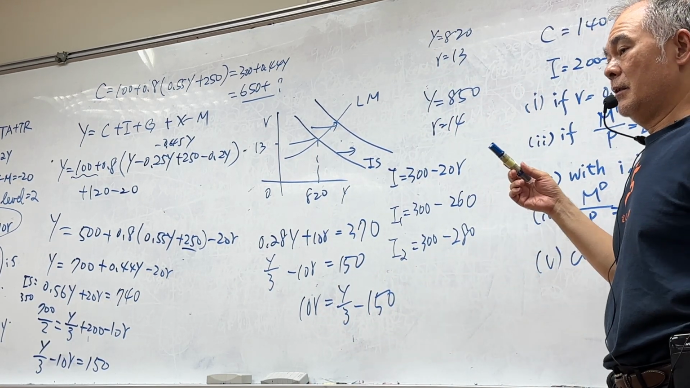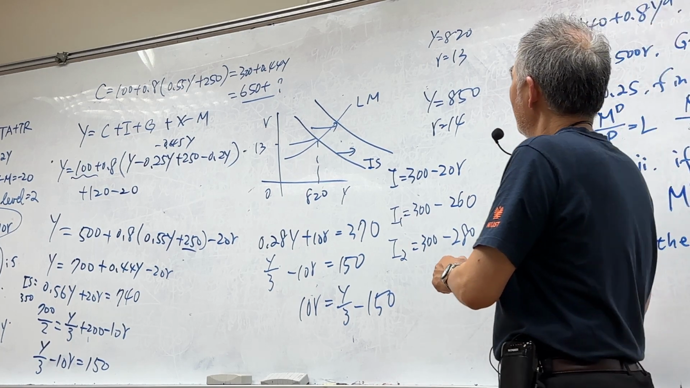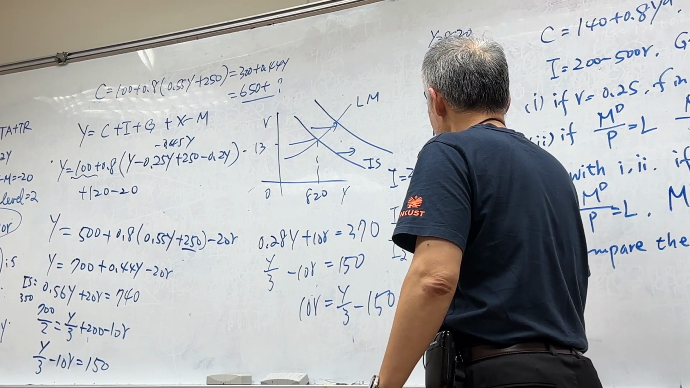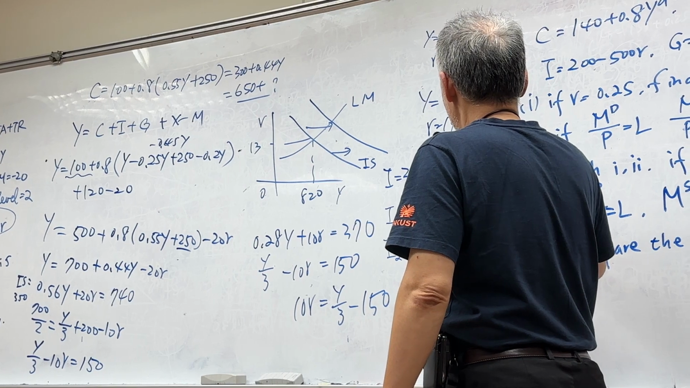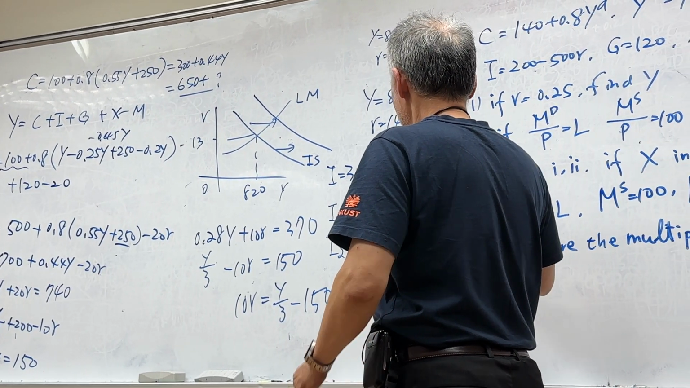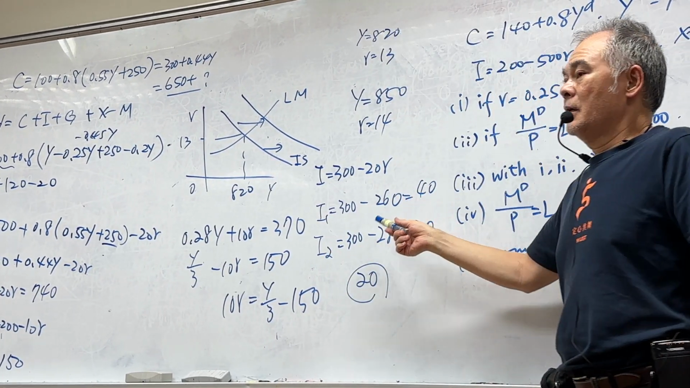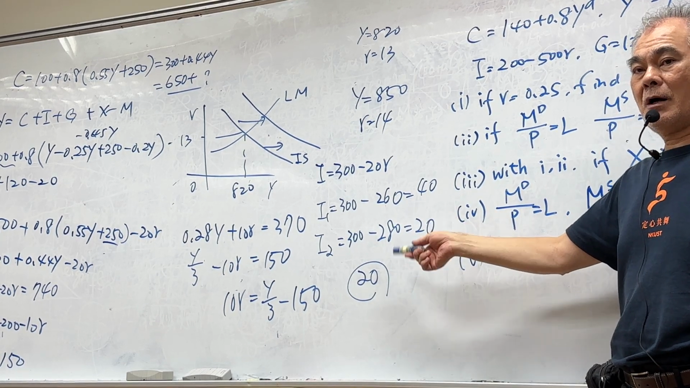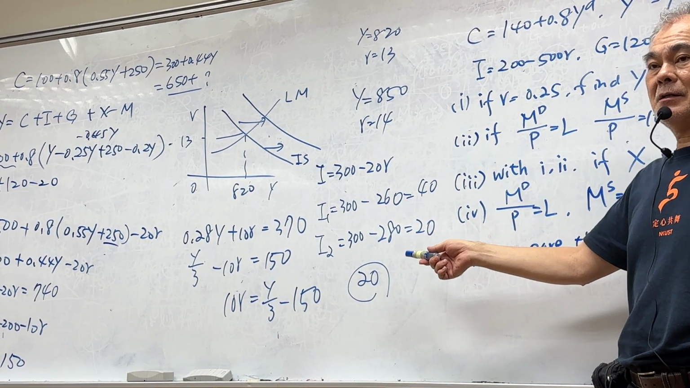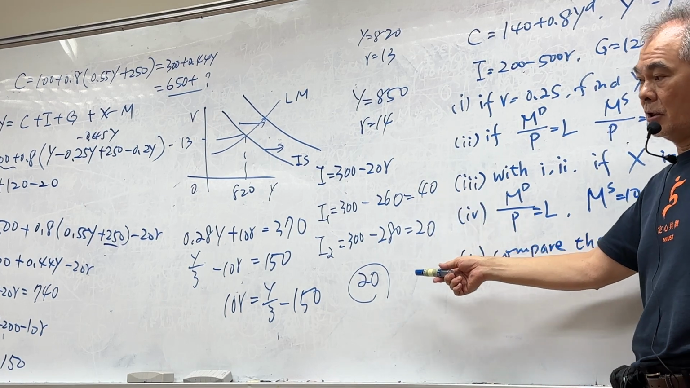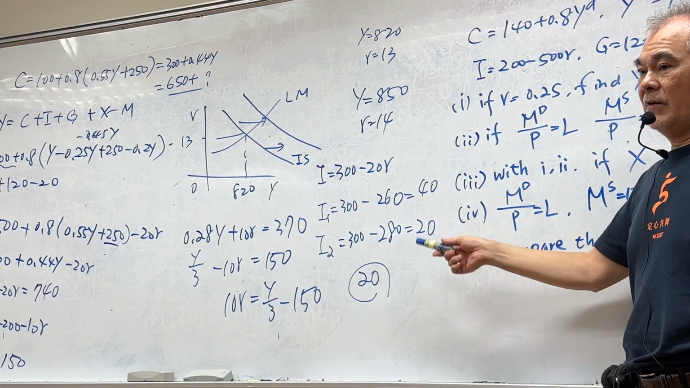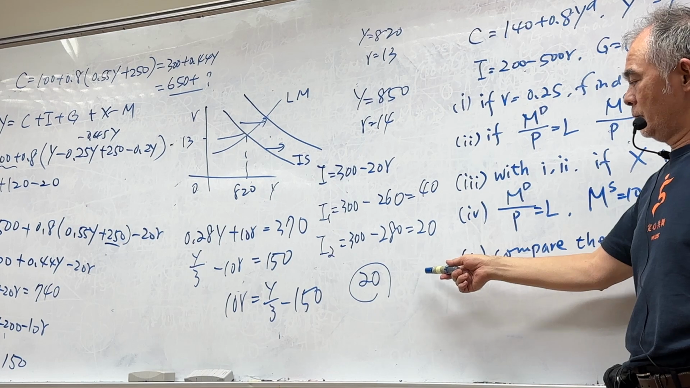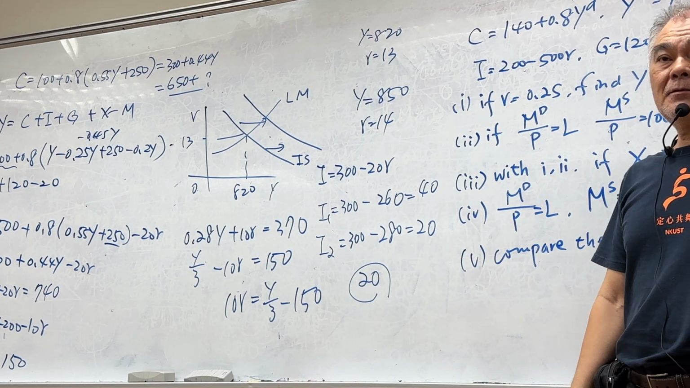The investment has been crowded out by 20. Okay, because here it is 40, right? And here it is 20. So it means the crowding out effect is 20. Because of the increase in government expenditure, the investment decreased by 20. Okay, questions?